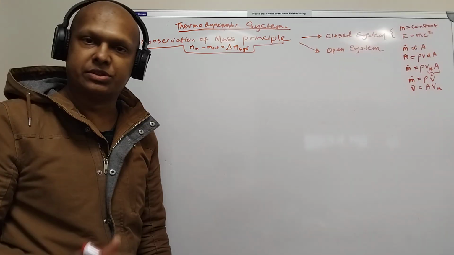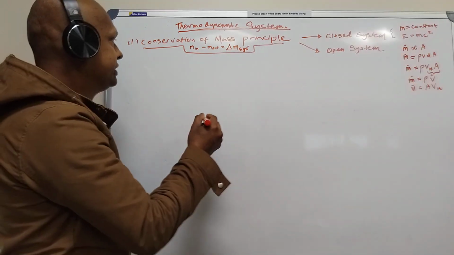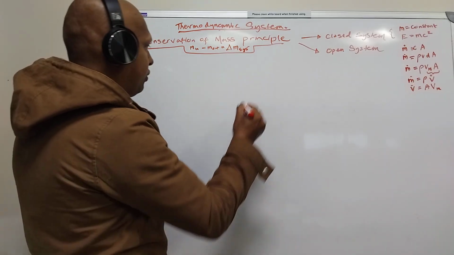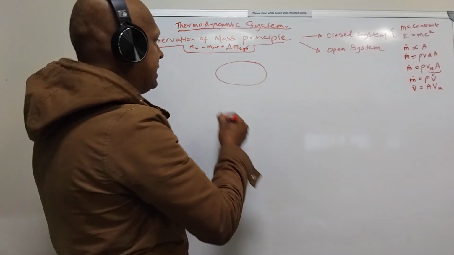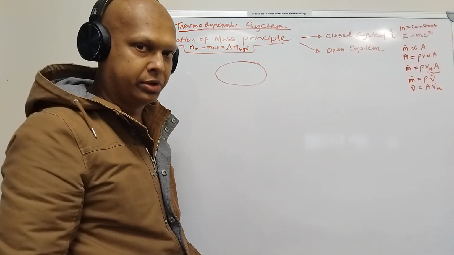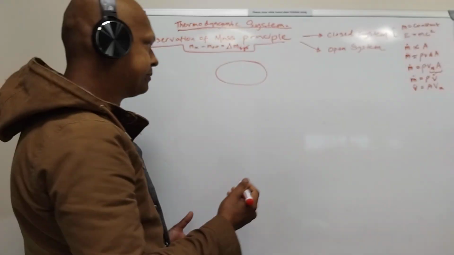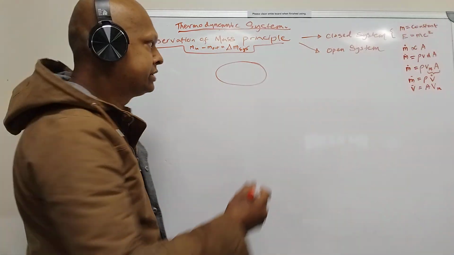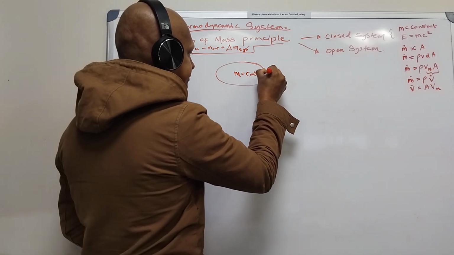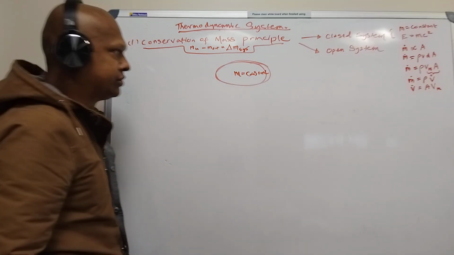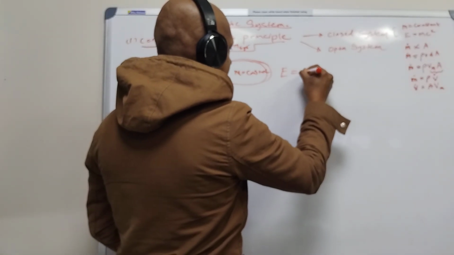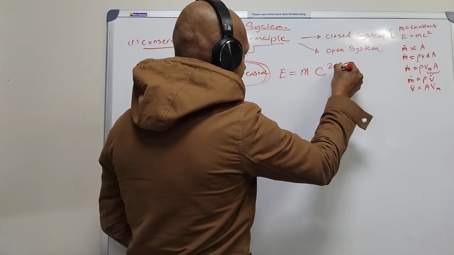So basically the conservation of mass principle is applied for a closed system. It is an enclosed system and the mass cannot be created or destroyed. That's what the Einstein rule is. So the mass itself is a constant in the closed system.